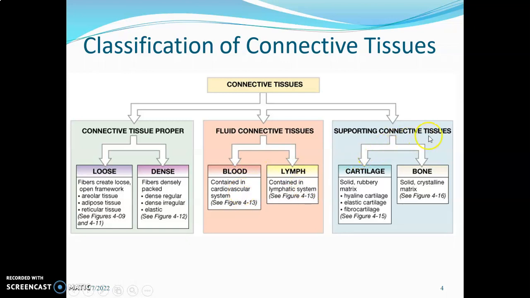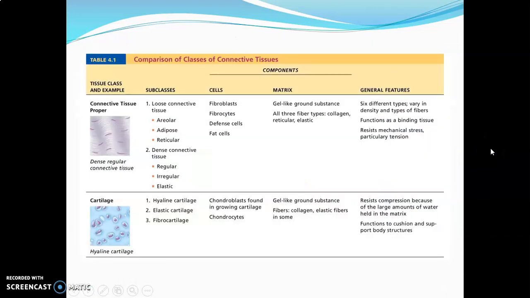Then we have supporting connective tissue. Two examples, cartilage and bone, and we have three types of cartilage in the body: hyaline, elastic, and fibrocartilage. Cartilage is just solid with rubbery matrix, and then we have bone, which is solid and contains crystalline matrix. So those are the different ways of classifying connective tissue. You have connective tissue proper, loose and dense, fluid connective tissue where you have blood and lymph, and supporting connective tissue where you have cartilage and bone.